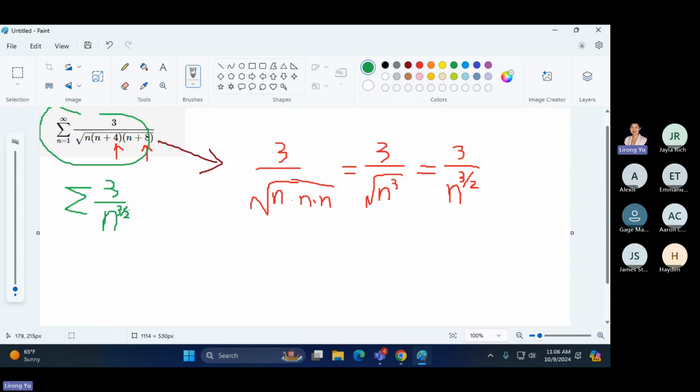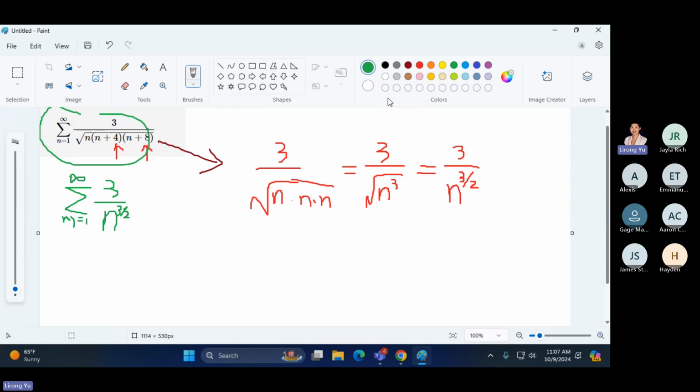It's going to be a p-series. The power is 3 half, the p is 3 half, and n is from 1 to infinity. So the question is whether this is divergent. Kylie, what do you think? P is bigger than 1, right? So we have that p theory.